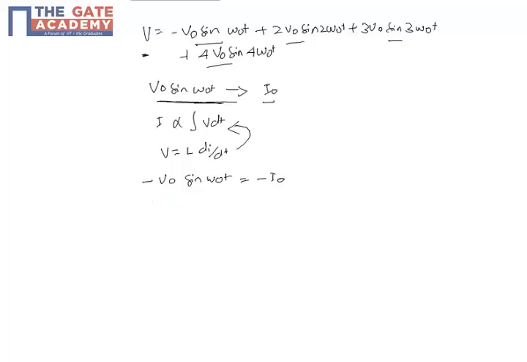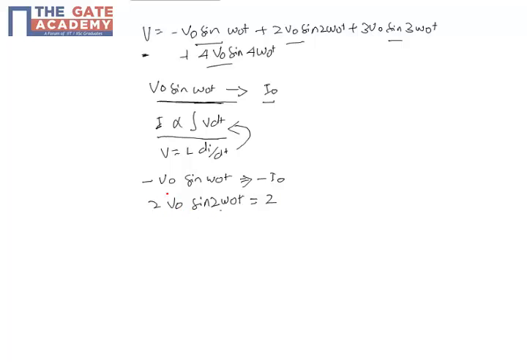Now what happens when a voltage of 2 V naught sin 2 omega naught t is applied? Since I is proportional to the integral of V dt, the current in this case will be proportional to the integral of this particular voltage. Since we have a 2 coefficient here, let us write this down.